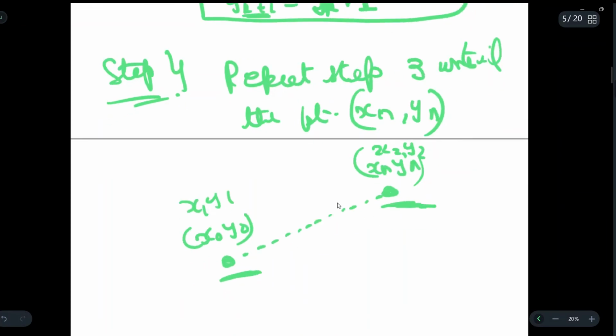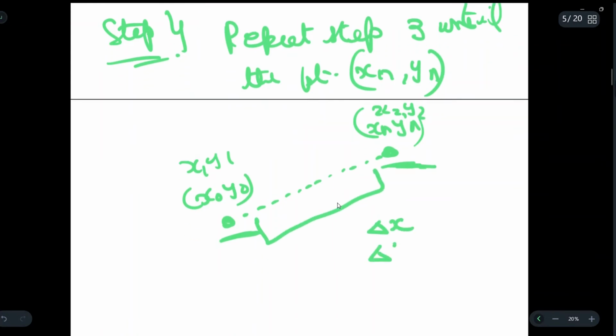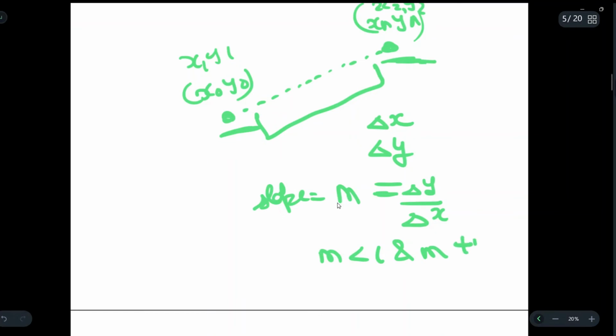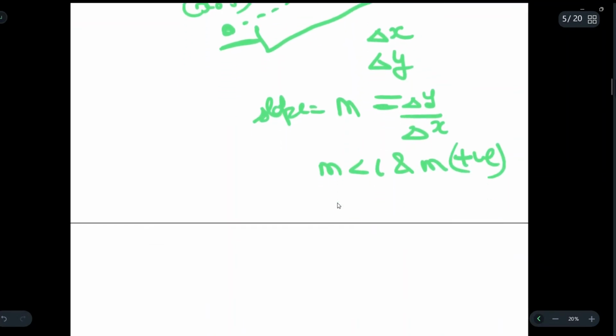The only thing that we have to do is, first of all, find delta x, then find delta y, then find m, that is the slope, and slope is given by del y by del x. So if this comes out to be less than 1, and if m is positive, then we will be using the formula p naught as 2 del y minus del x, and then we will consider two scenarios for this.